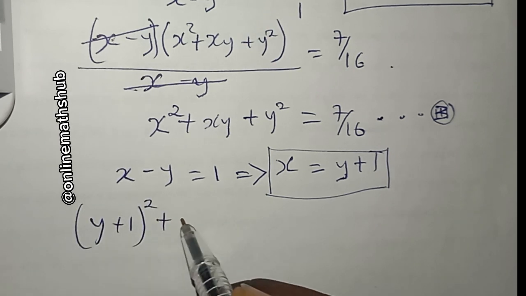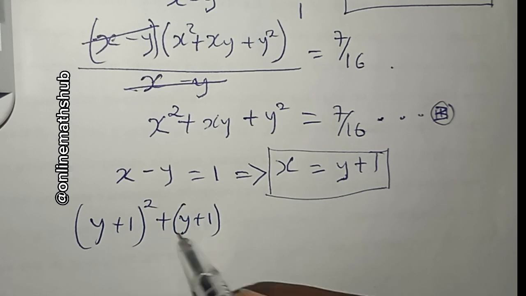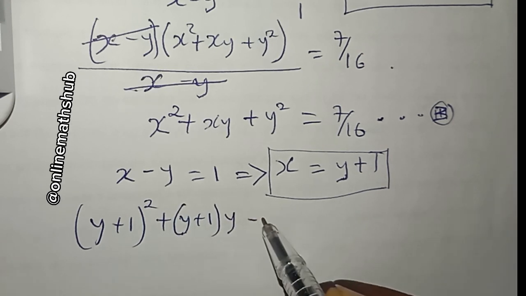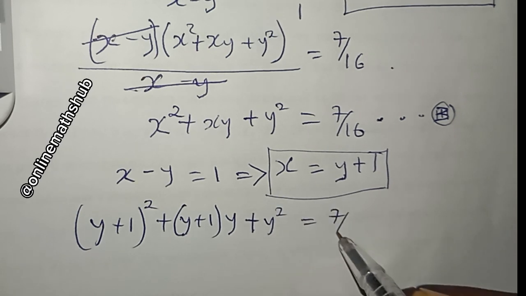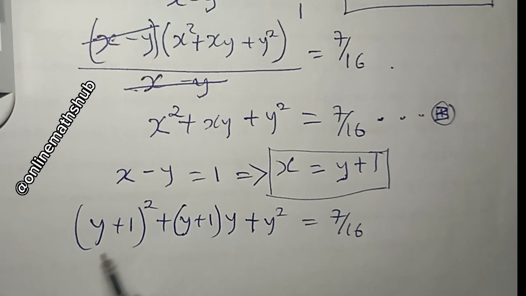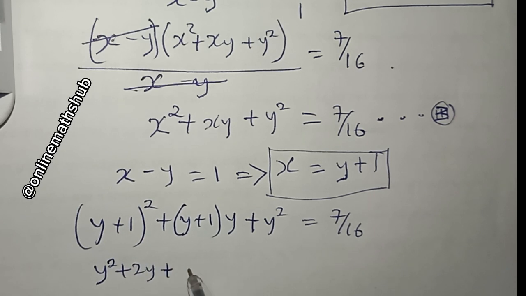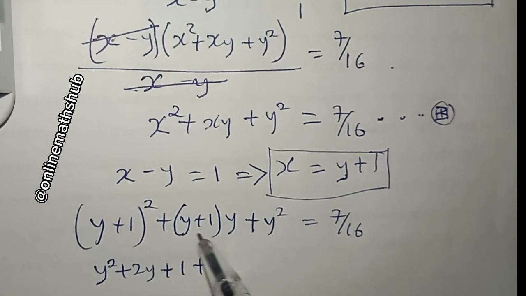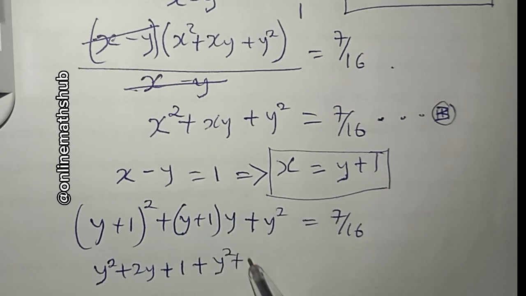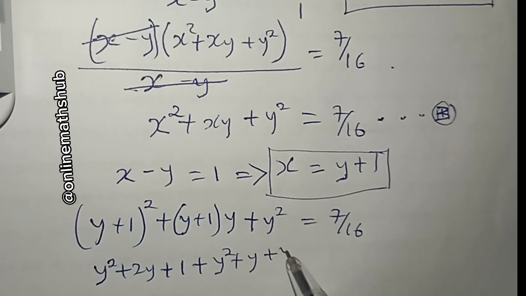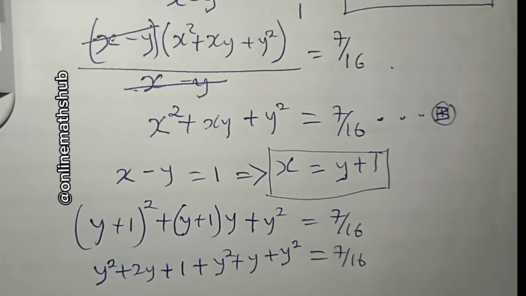Now substituting it over there, what I am going to be having is y plus 1 squared, and then plus y plus 1 multiplied by y, and then plus y squared is equal to 7 over 16. And now I can multiply through. When you expand this, you're going to be having y squared plus 2y plus 1, plus, if you multiply this one through, y times y is y squared, and then plus y, and of course plus y squared is equal to 7 over 16.